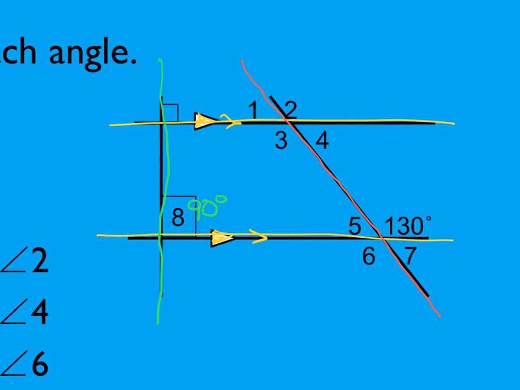I guess they just tried to surround the 8. All right, now let's go over to this section right here. Can anybody tell me how you can find the measure of 5, 6, or 7?